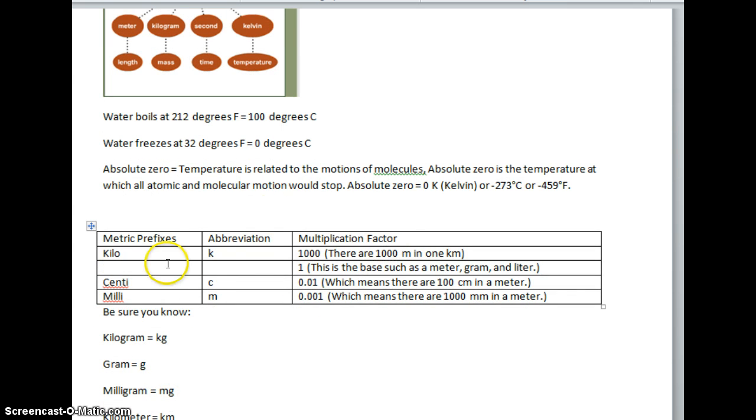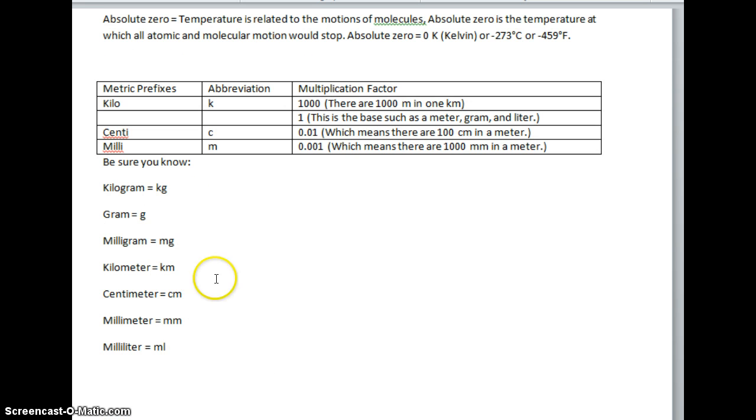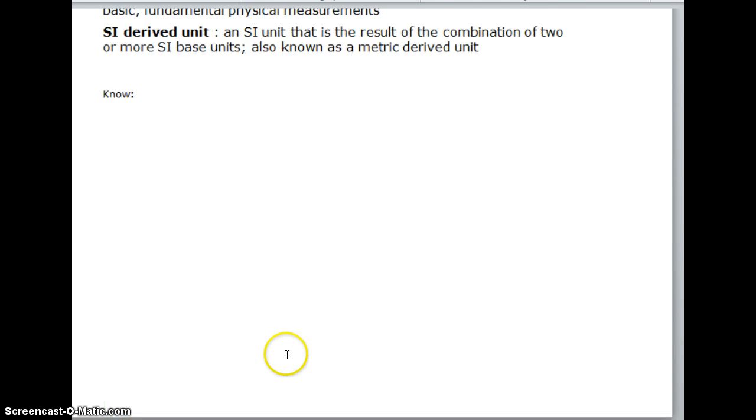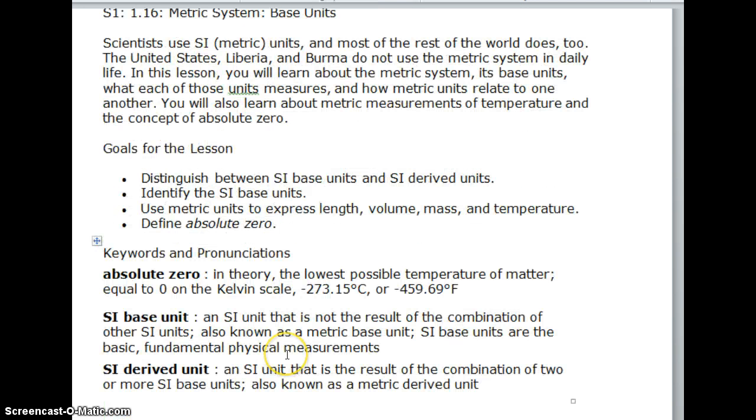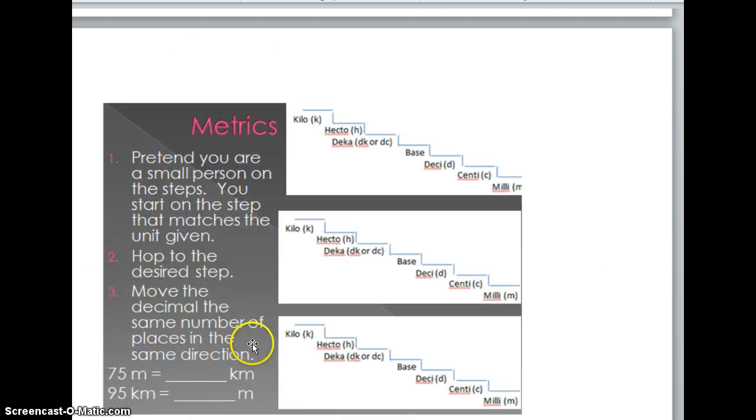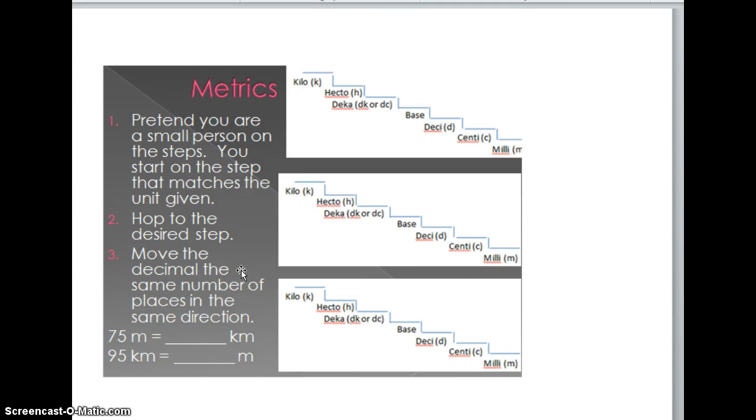Know how much kilo is. So kilo is 1,000 meters. Milli is 1,000th of a meter. Make sure you know all your abbreviations. And then also in the notes, I just kept the beginning part, but that's not on this quiz. The main part of this quiz is this: metrics.